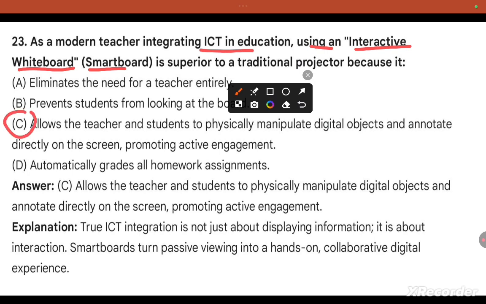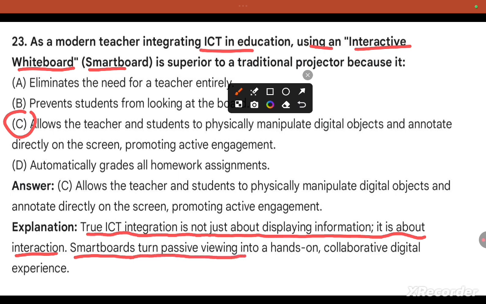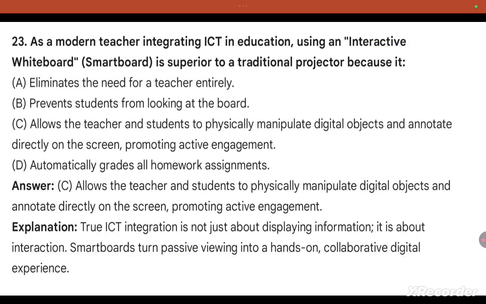Allows the teacher and student to physically manipulate digital objects and annotate directly on the screen, promoting active engagement. ICT integration is not just about displaying information, it is about interaction. Smart boards turn passive viewing into a hands-on collaborative digital experience.